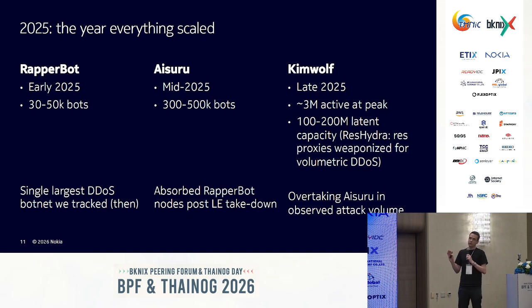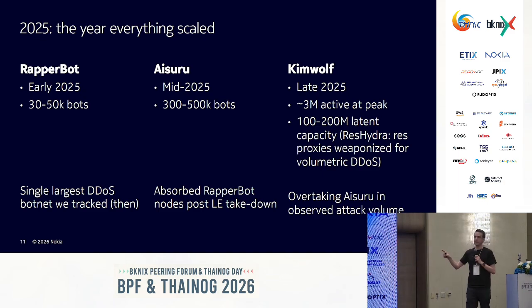So those are the three main botnets that succeeded each other last year, just to illustrate the increase of scale after each step. Wrapperbot was one in early 2025. And at the time, it was the largest botnet that we had ever seen from a DDoS perspective, somewhere between 30 to 50, 60,000 bots. It was taken down, so there was law enforcement action. The US authorities managed to seize the command and control infrastructure in the US in August.